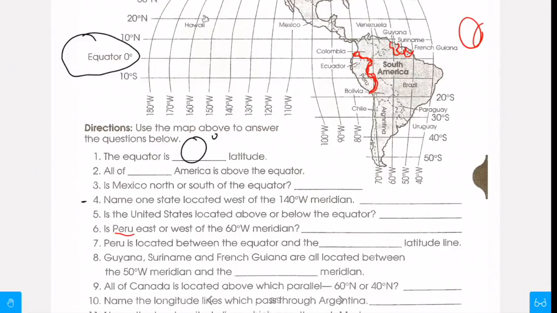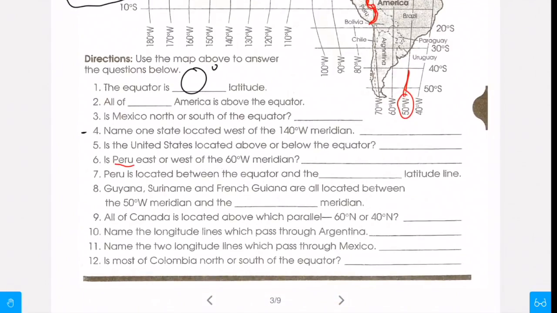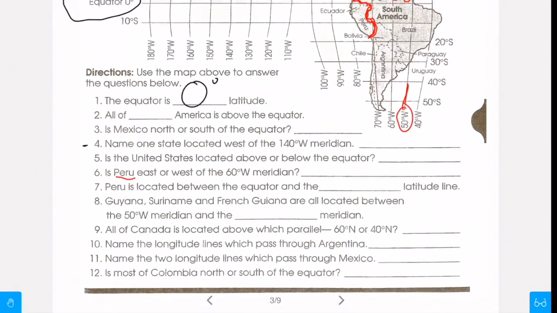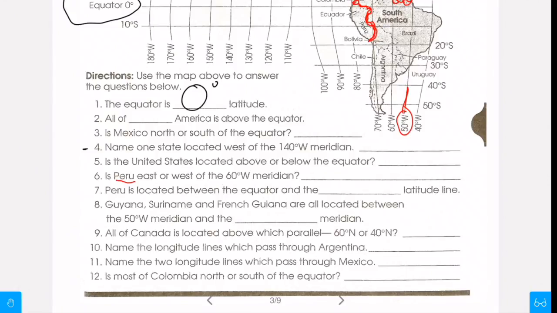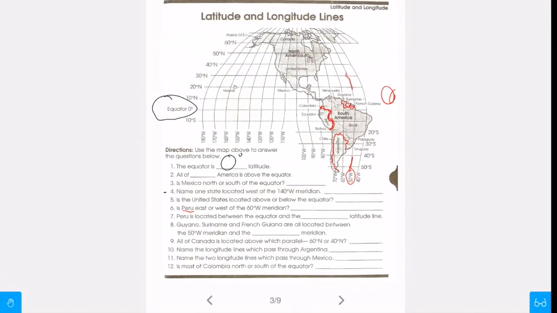So when it says they are all located between 50 west and the blank meridian, so if this is your 50 west, as it says it is, what other meridian are they between? So I tried to kind of show you, but just do your best. Again, I know the photocopying isn't great on most of that. I think Argentina you can see okay. Argentina's down here. The long skinny country on the side is Chile, so don't be confused. The rest you should be okay. Otherwise, just try your best. It's all practice.